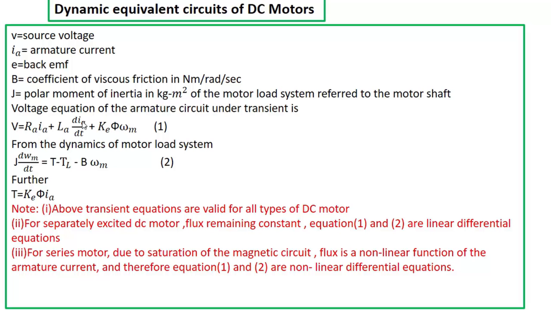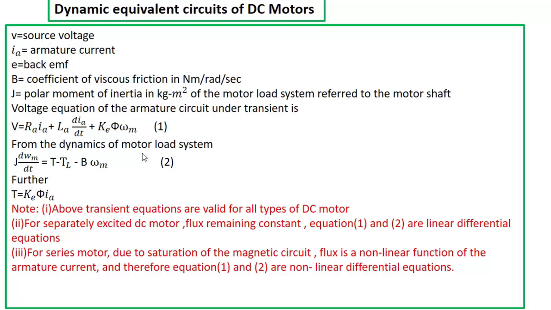RaIa plus La dIa/dt plus Ke phi omega m. In the steady state condition, this La dIa/dt term will be 0, because if the current Ia is constant, then this term will be 0. But at the time of transient condition, this current will not be constant, so it will change. That's why this is the voltage equation, or the KVL equation, at transient condition.